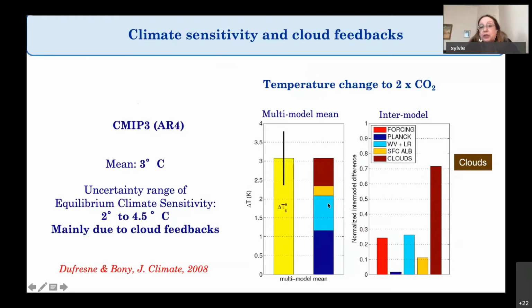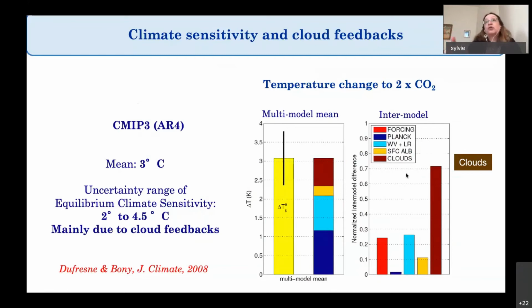Then you have the albedo. If you increase temperature, you have less snow. You have a positive albedo feedback. And then you have in brown the cloud feedback. And so on average, you have a positive cloud feedback. But then if you look at those different factors on the right between the models, you see that the main difference between the models comes from the clouds. So the cloud is the main uncertainty between the models. Some models tend to produce more high clouds, high altitude clouds, which tend to have an important greenhouse effect, so they have an amplification effect.